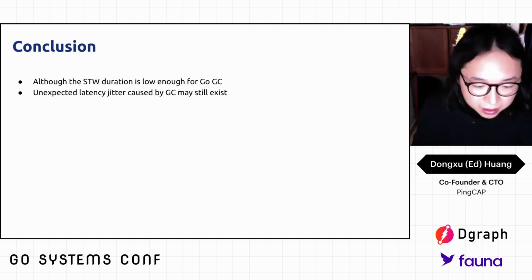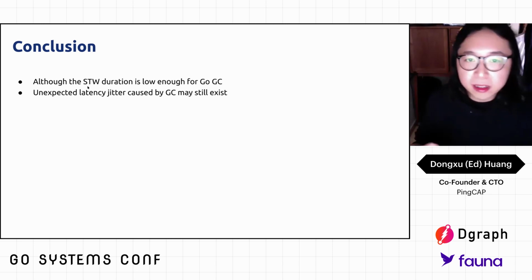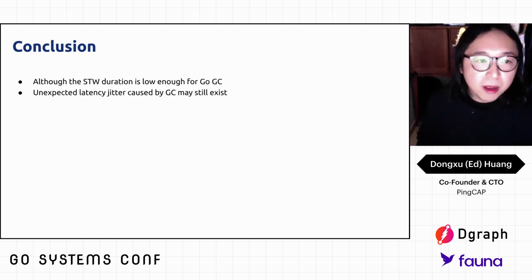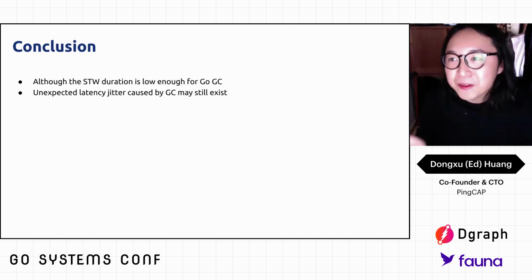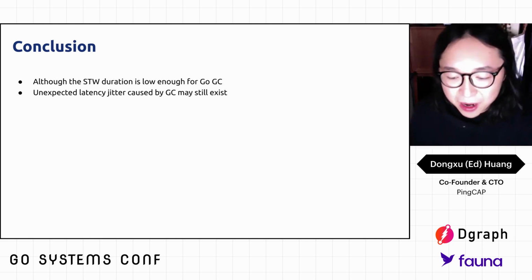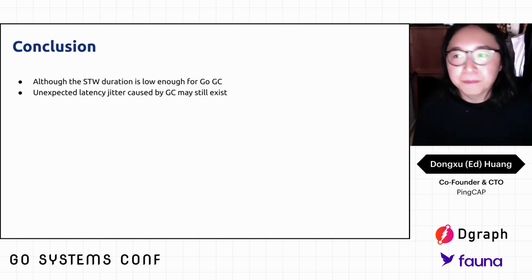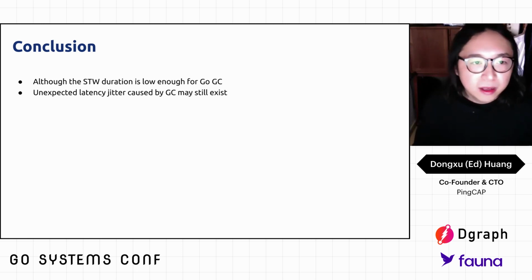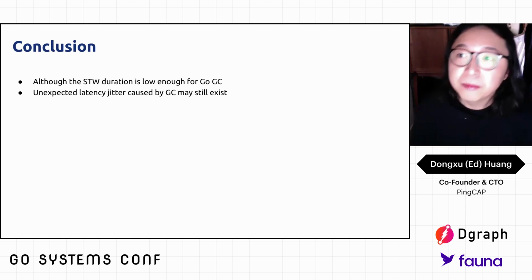So in this case, we know that although the STW duration is low enough for Go, we can still have some unexpected latency jitter just because the GC still exists. It happens when your allocation speed is faster than the GC speed. That may cause some unexpected blocking for your application, even for some individual goroutine.